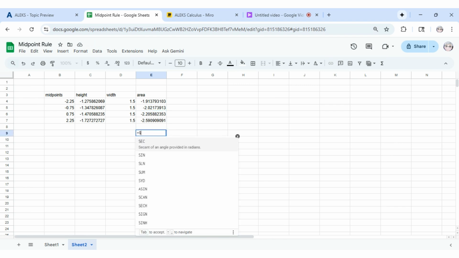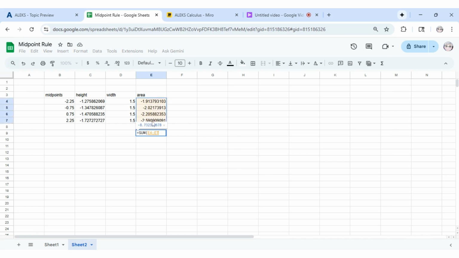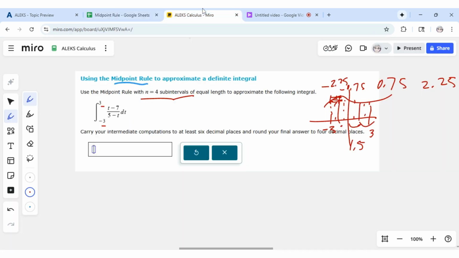So equals sum, and select those, close parentheses. And there we go. We got 8.7323. I think in these they want 4 decimal places. So 8.7323 is going to be the answer for that one. So that's how to approximate a definite integral using that midpoint rule.